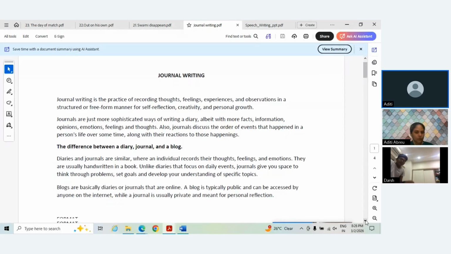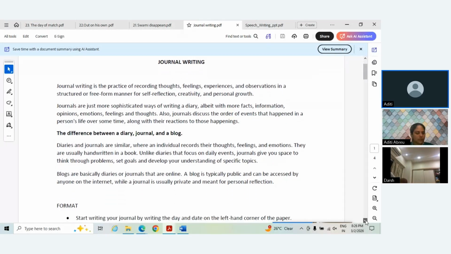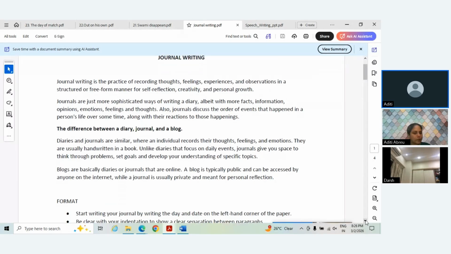Now, if you want to understand the difference between a diary, journal, and a blog: diary and journal both are similar. They both have thoughts and feelings. The only difference is diary discusses the daily events. Journal helps you to think about problems, set goals, and develop your understanding of a given or specific topic.